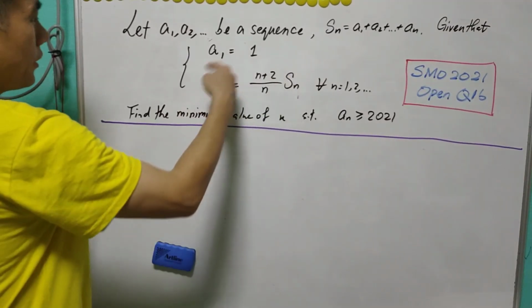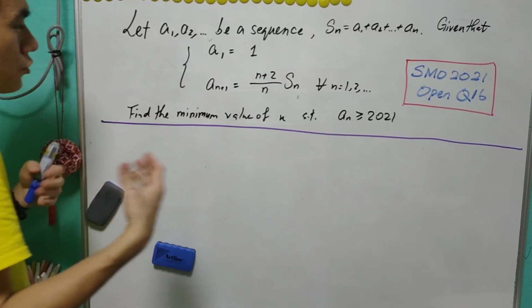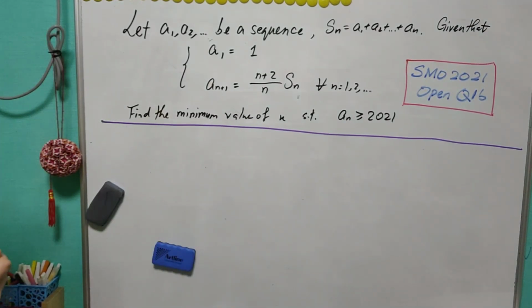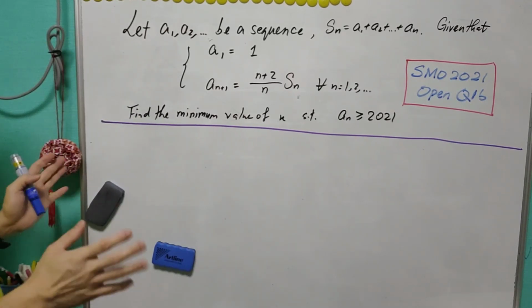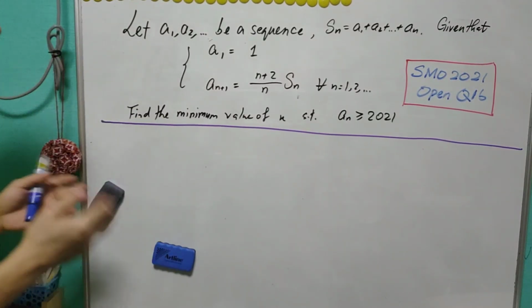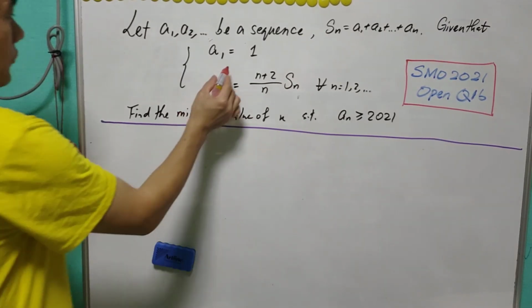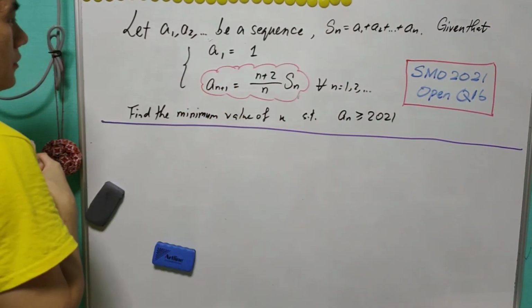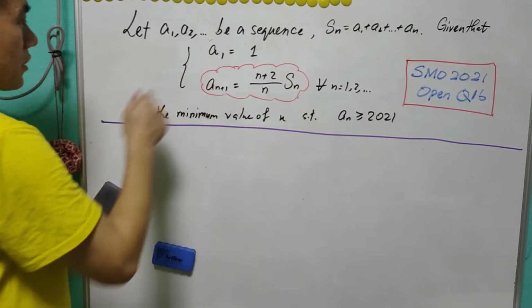Now, using this relation, we are able to find out a2, a3, and so on. And soon we will see that this sequence is not something that we're familiar with. This is not an arithmetic progression. This is not a geometric progression. So how are we going to deal with that? Since we are given this relation, it is easier for us to change the a(n+1) into the term of S.